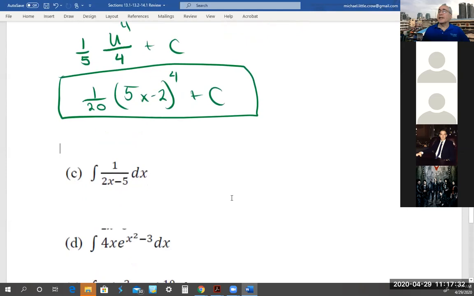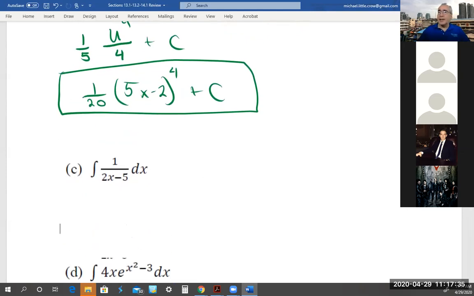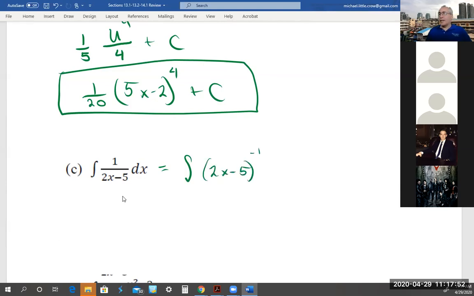All right. This one we're going to need to rewrite. Well, we don't have to, but it might be helpful. So we'll do the integral of 2x minus 5 to the minus 1 power. And so does this help? What should we make our u? Again, the thing inside the parentheses. So we let u equal 2x minus 5.